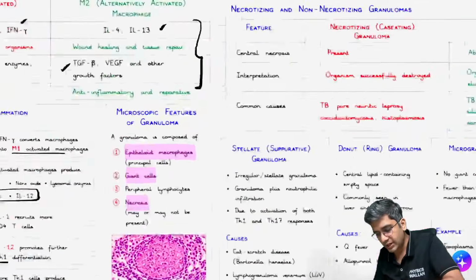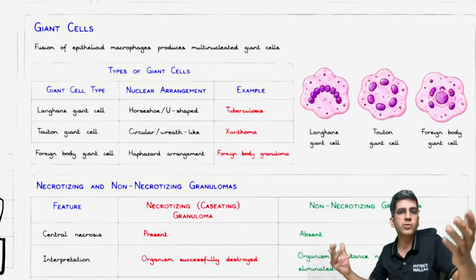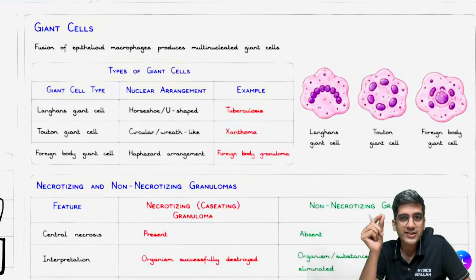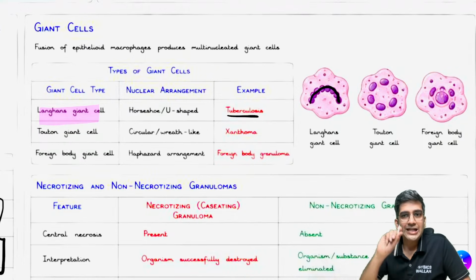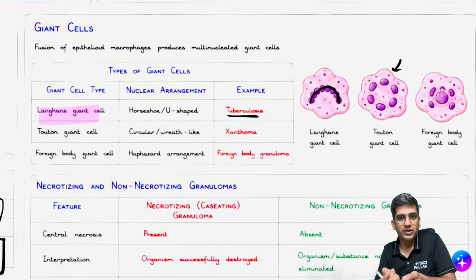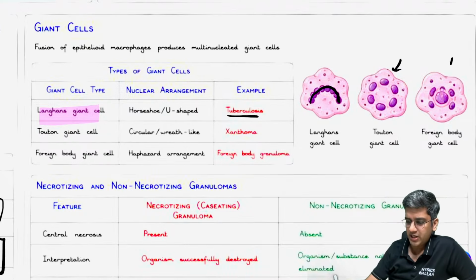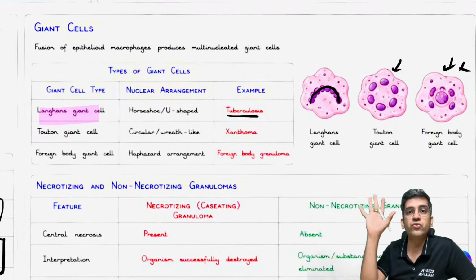So now, when I write granuloma, obviously I have to write how I identify granuloma, because every granuloma looks the same. Is there any clue for me to identify granuloma? Based on the giant cell, I can say this is the most likely cause. If I have Langerhans type giant cell, with a U-shaped or horseshoe-shaped arrangement, tuberculosis. A circular or wreath-like arrangement, we call them Touton giant cells, seen in xanthoma xanthelasma. I don't have any specific shape like this, haphazardly arranged giant cells, we call it foreign body granuloma, seen with foreign body giant cells. It's a clue for me.